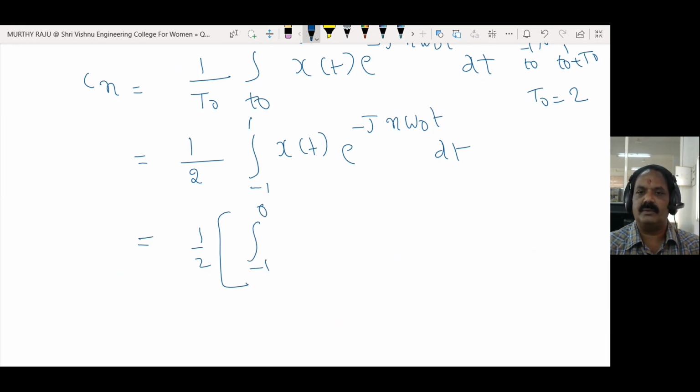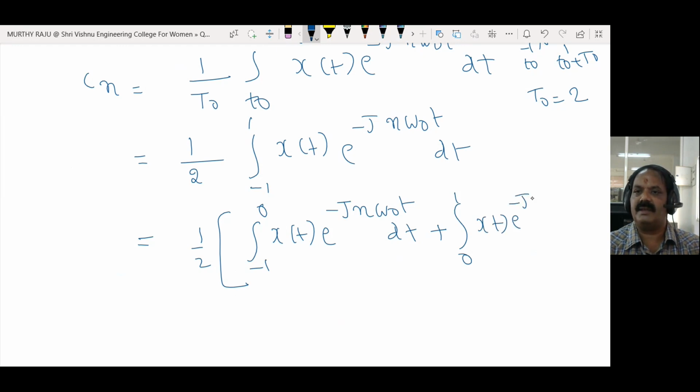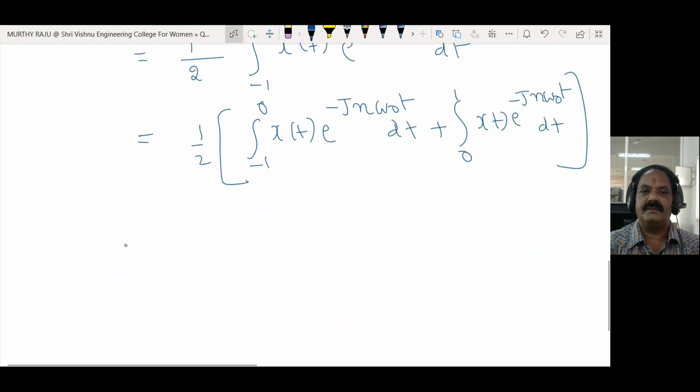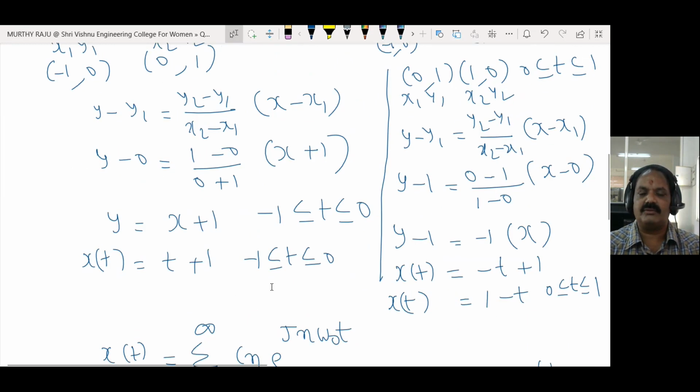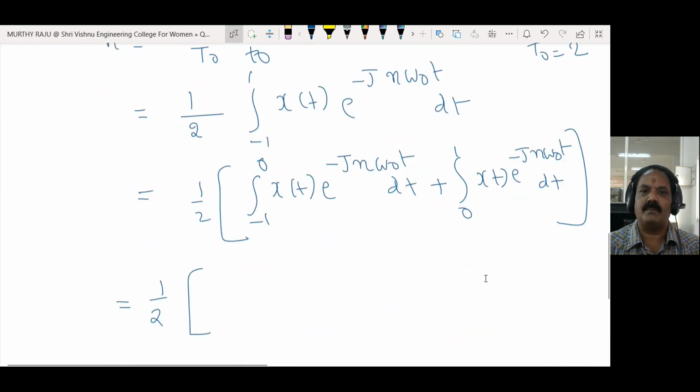Integral from -1 to 0 of x(t) e^(-jnω₀t) dt plus integral from 0 to 1 of x(t) e^(-jnω₀t) dt. That is equal to 1/2. In the interval -1 to 0, x(t) is 1 plus t.